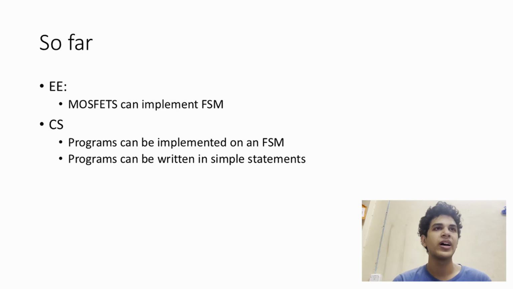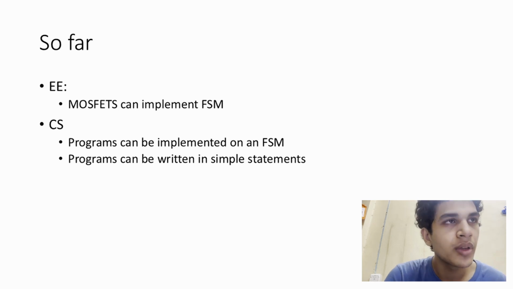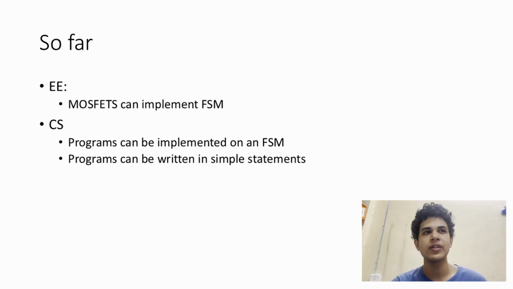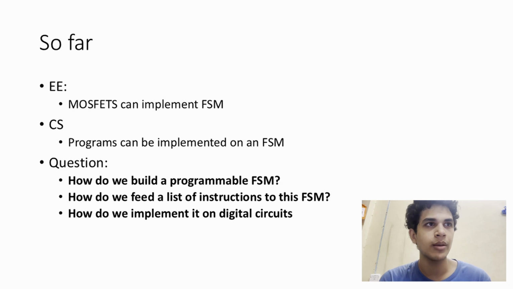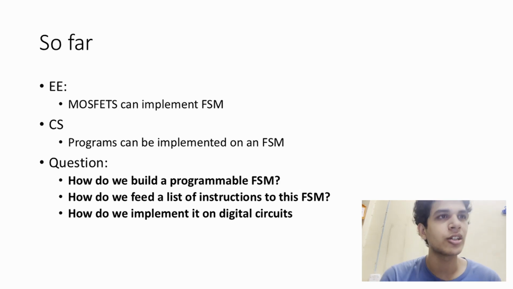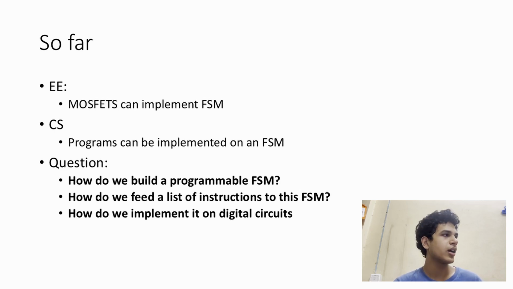So if you look at what we've done so far, in EE we've realized that MOSFETs can implement digital circuits, and digital circuits can implement FSMs. From CS we realized that programs can be implemented on an FSM, and programs can be written in terms of simple statements. So what this basically tells us is that we can design a certain FSM that can carry out some set of programmable instructions that are conducive to a certain set of inputs, and can carry out a program that acknowledges those inputs.